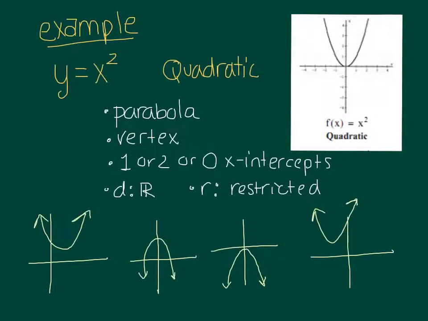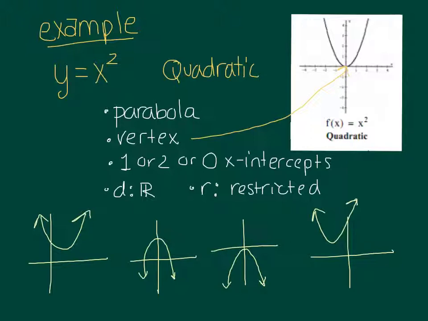Another example is the parent function y equals x squared. This is the simplest form of what we will call quadratic functions. We will study these more in depth in a couple weeks, but for now, from just looking at this graph of the parent function, y equals x squared, we can see that the shape is what's called a parabola. It looks like a U. It has a vertex, which is this point right here, the bottom of the U, essentially.